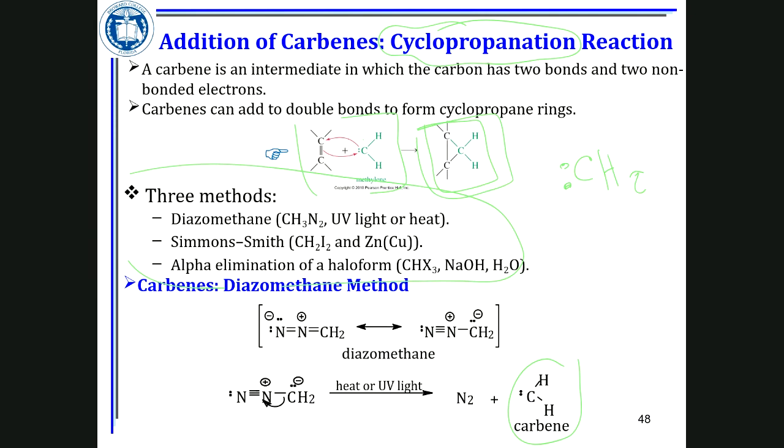One of the reagents that you can use to prepare the carbene is diazomethane. Diazo means two nitrogens, and then you have the methane. The structure of diazomethane is NNCH2. When you expose it to heat or light, this is an unstable compound. Diazomethane is not stable because it can decompose in the presence of heat or light.